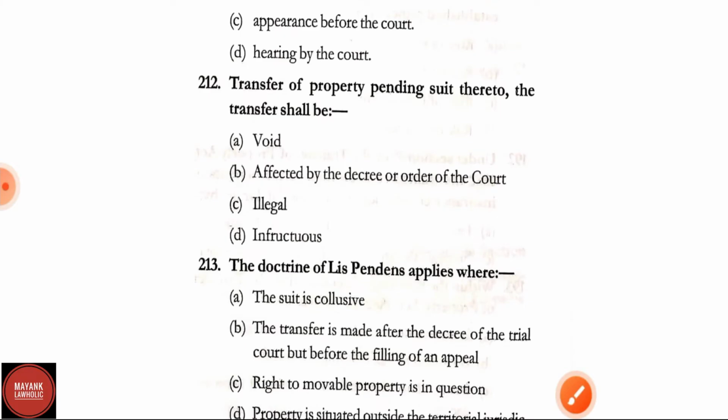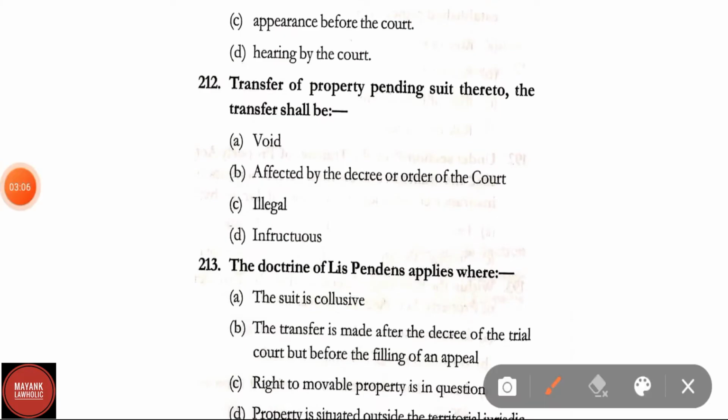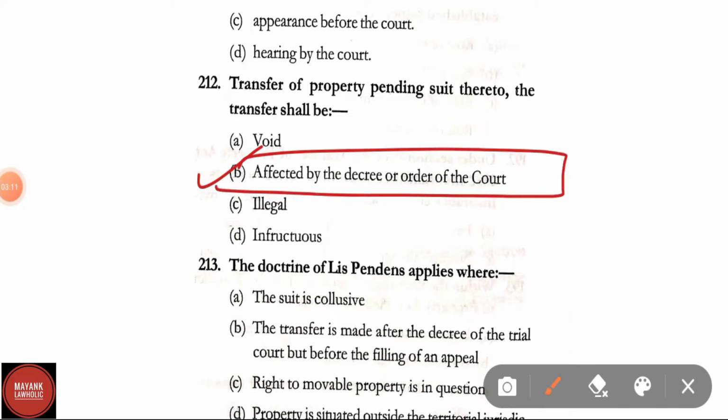Question number 212. Transfer of property pending suit thereto, the transferor shall be void, affected by the decree or order of the court, illegal, infructuous. Correct answer is option B, that is affected by the decree or order of the court.